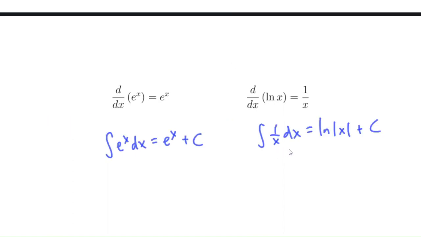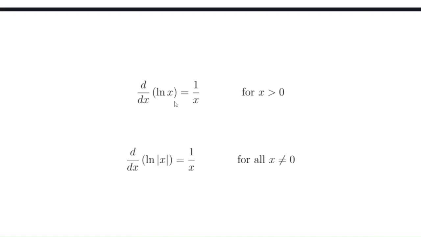Now, last of all, why do we have the integral of 1 over x dx being natural log of the absolute value of x? Why do we have the absolute value instead of just x? Because this formula makes it look like the integral of 1 over x should just be natural log of x. Well, the reason is that this formula only works if x is greater than 0. The derivative of natural log of x is 1 over x if x is greater than 0, because you can't even take natural log of a negative number. It turns out, though, that the derivative of natural log of the absolute value of x is also 1 over x, and that works for all x other than x equals 0.